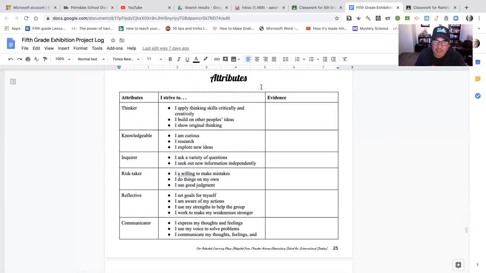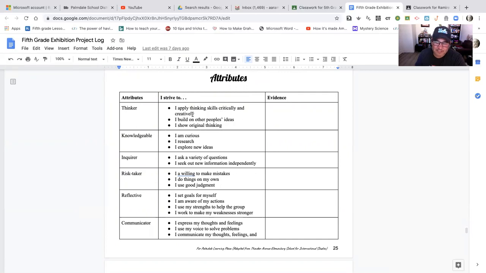Attributes are IB attributes. You need evidence that you actually used these attributes, that you showed these attributes. How are you a thinker? And then they give you these little examples, and then you're supposed to tell us how you did that.